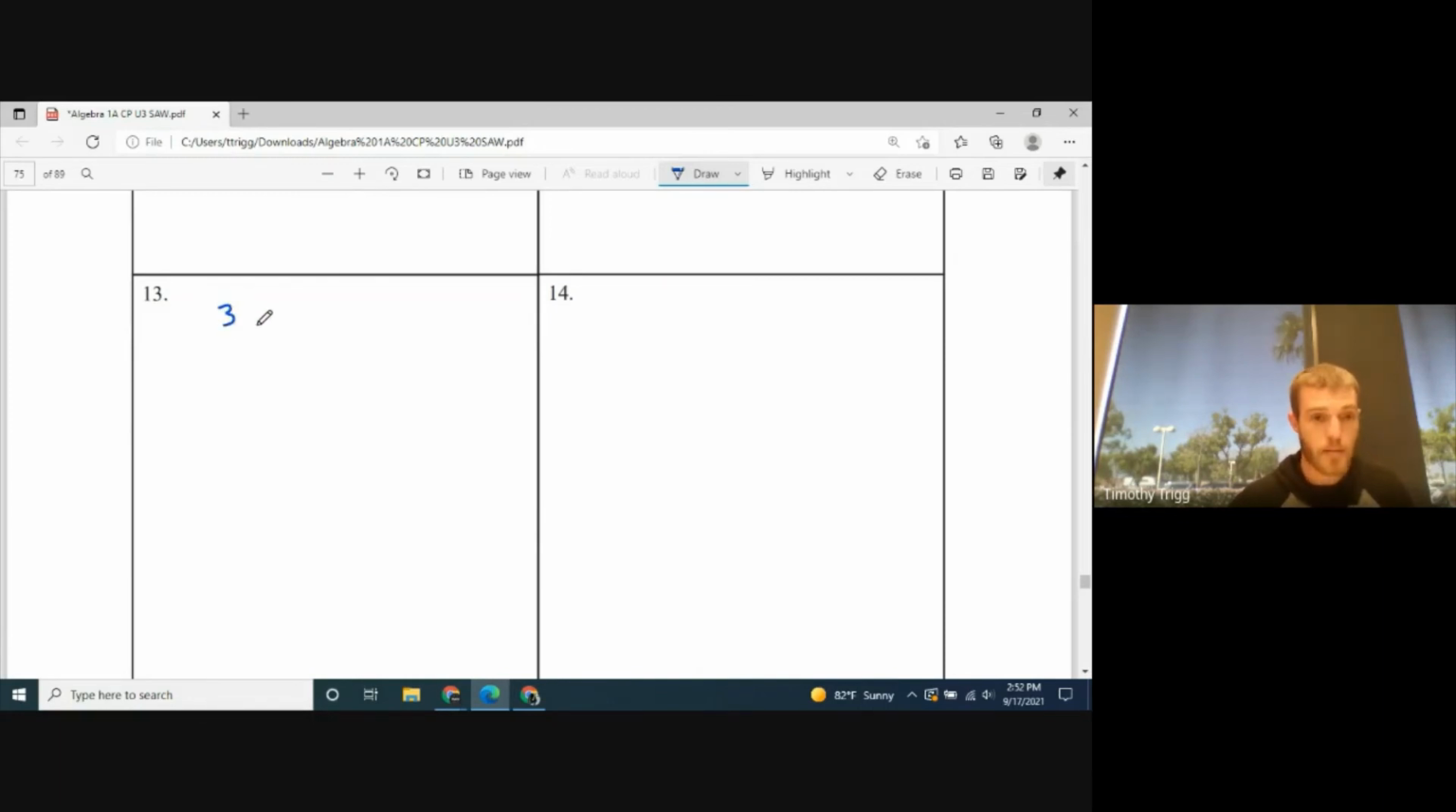13. 3 is less than 4p minus 5, which is less than 15. So here we would add 5 to all three sides. Adding 5. So this would be 8 is less than 4p.